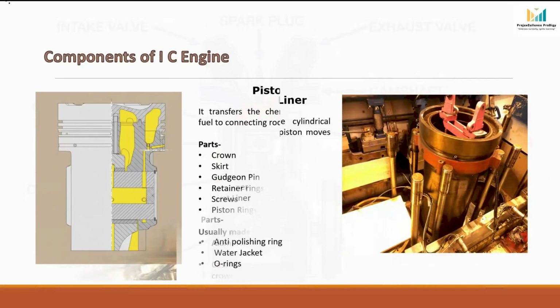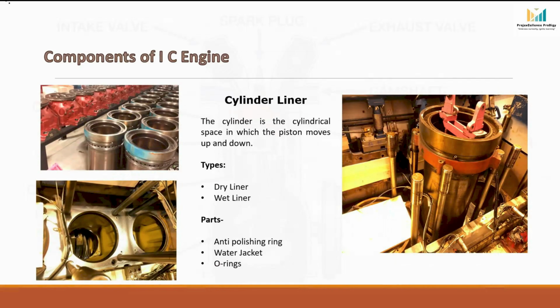Cylinder liner. A cylinder liner is basically a cylindrical sleeve which is fitted inside the engine block. The piston moves up and down inside this liner throughout the engine operation. So in simple words, we can say the cylinder liner provides the working surface on which the piston and piston rings travel.